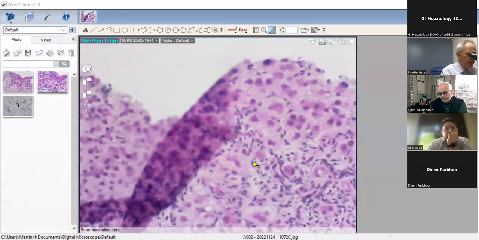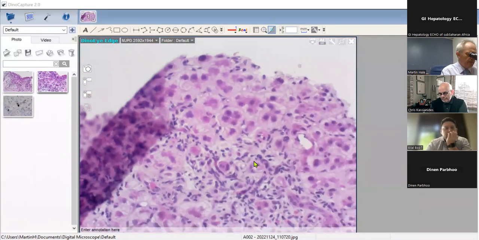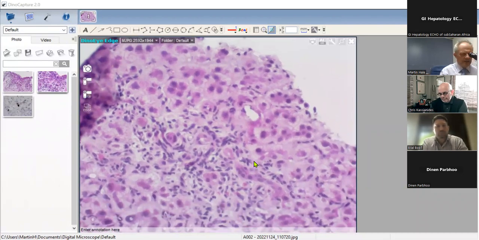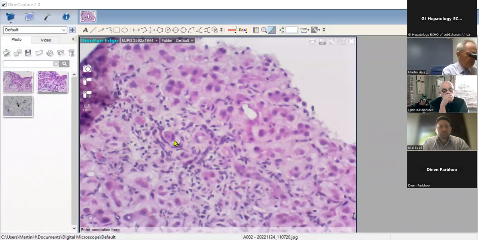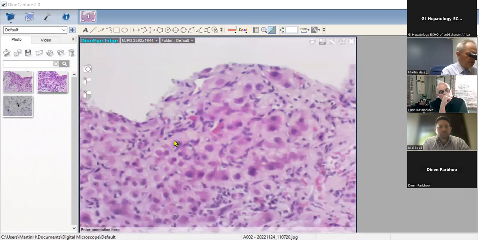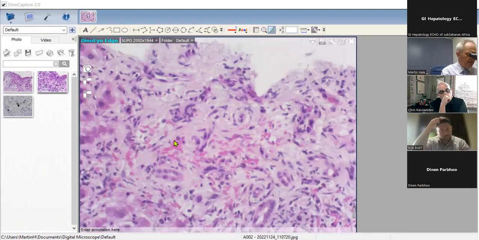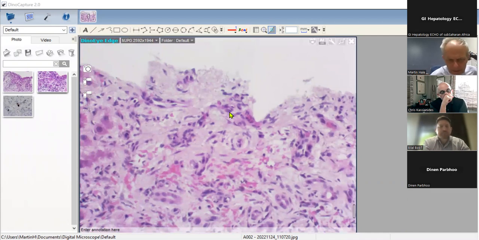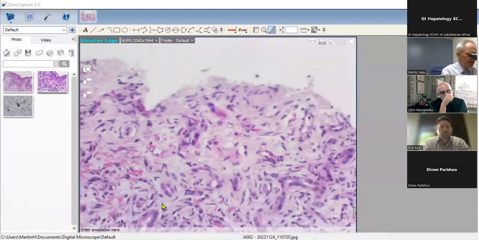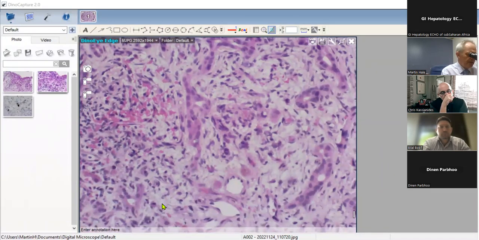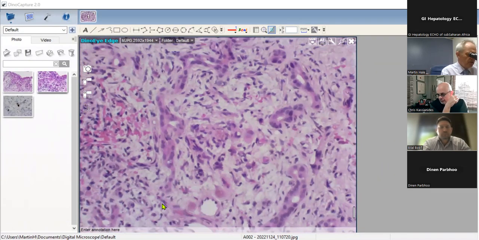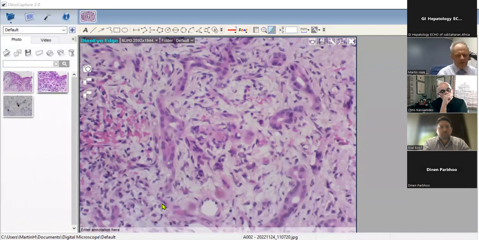That there, I think, is probably another portal tract. I think you've got a bit of ductular proliferation taking place there. And I think this could be a hepatic arteriole. And as we go through this, you can see there, again, another portal tract. You can see the hepatic arteriole. You can see a bile duct there. And there's also bile ductular proliferation. This bile ductular proliferation is also looking quite significant.